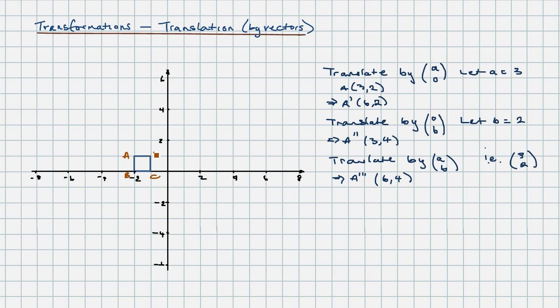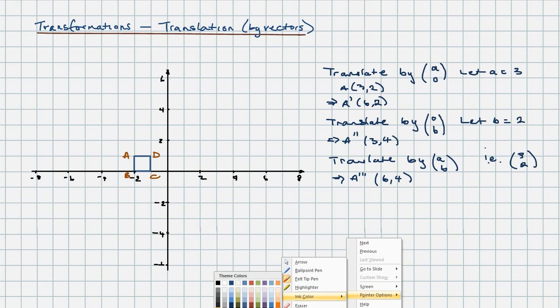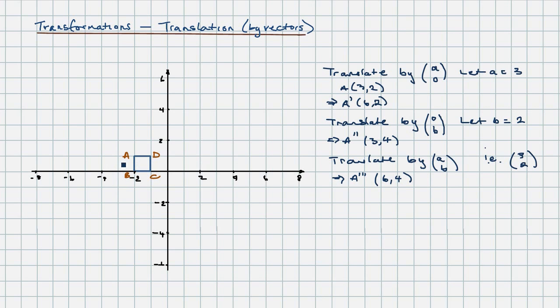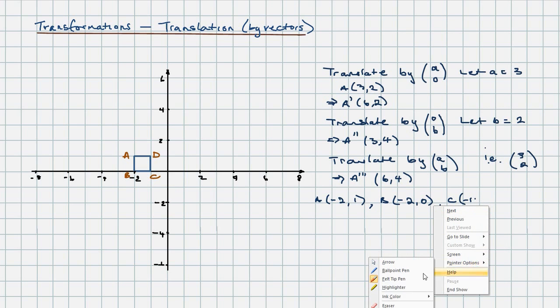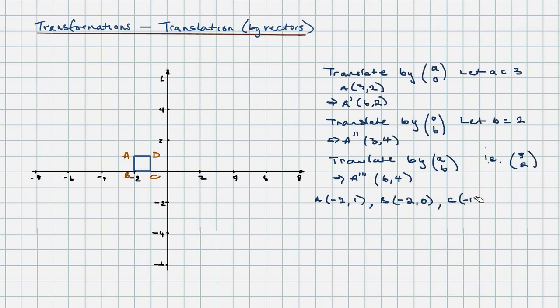Okay, so if we look at the coordinates here, let's start with A. A is at minus 2, 1. What's B? B is at minus 2, 0. C is at minus 1, 0. And D is at minus 1, 1.